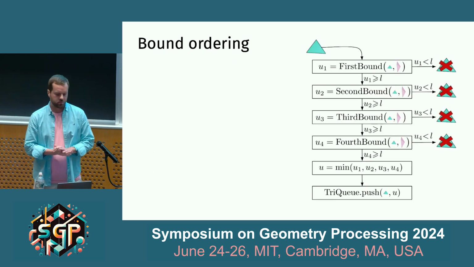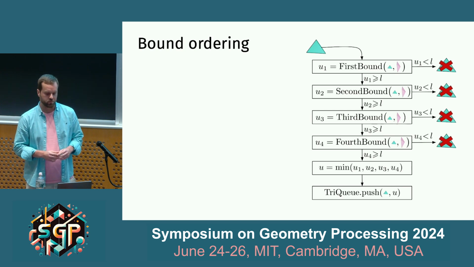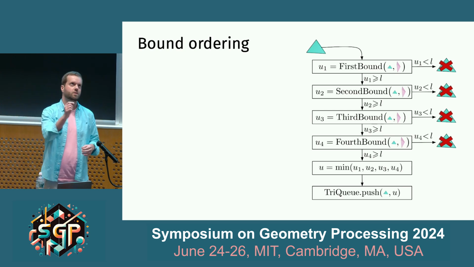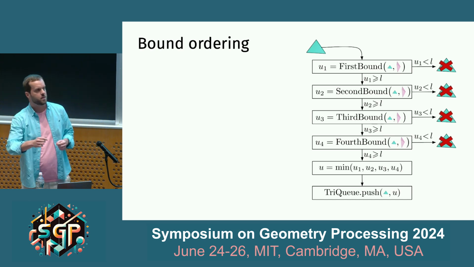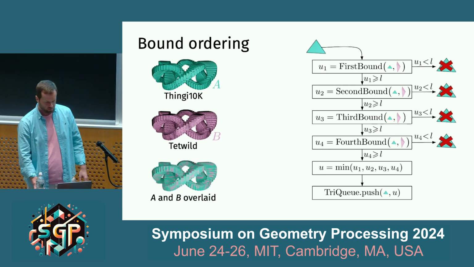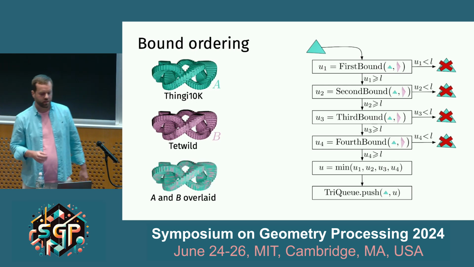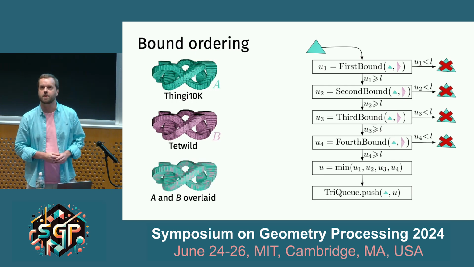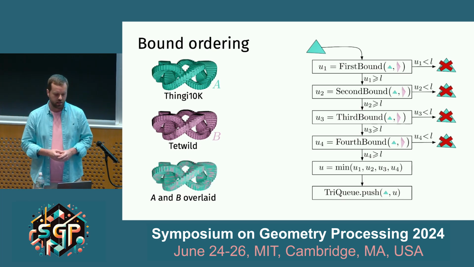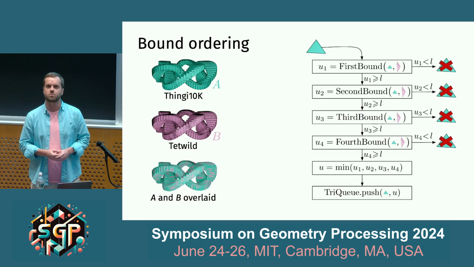We now discuss the performance of our method. First, we show that using the bounds U1, U2, U3, and U4 in this order makes our method faster than any other order. For this experiment, a data set with 10,000 pairs of triangle soups was used, where A are soups from the data set Thingi10K, and B are the surface meshes obtained extracting the boundary of TetWild tetrahedralizations.